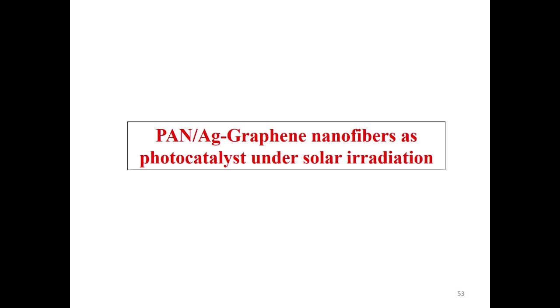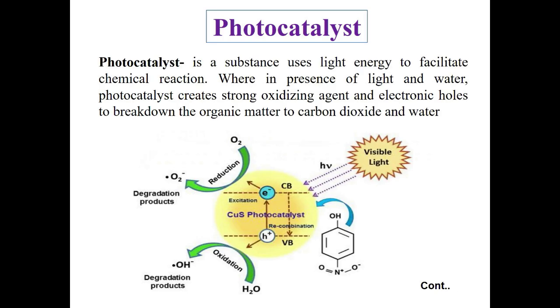Now their application as a photocatalyst under solar light. Photocatalyst, what does it mean? A photocatalyst is a substance that uses light energy to facilitate a chemical reaction, where in the presence of light and water, the photocatalyst creates strong oxidizing agents and electronic holes to break down organic matter to carbon dioxide and water.